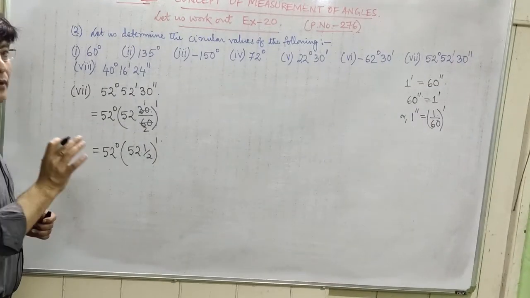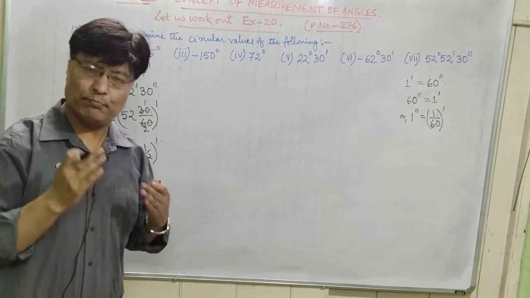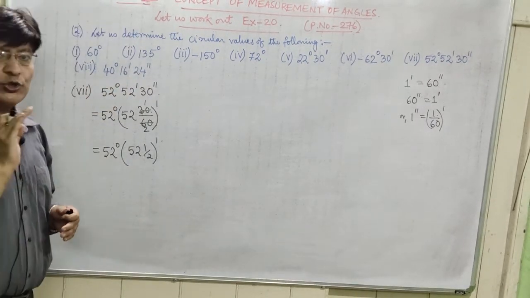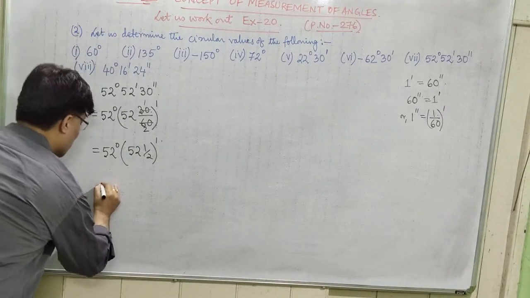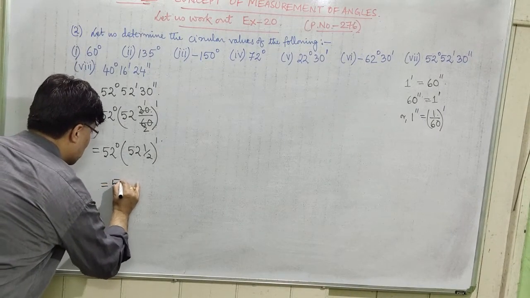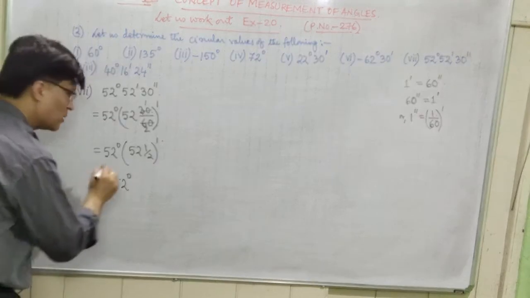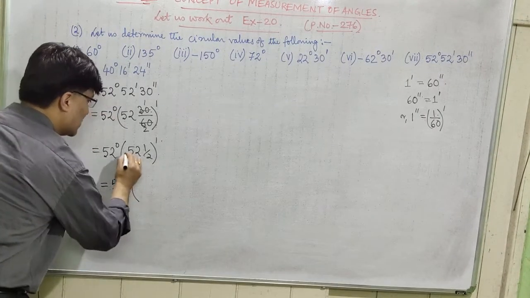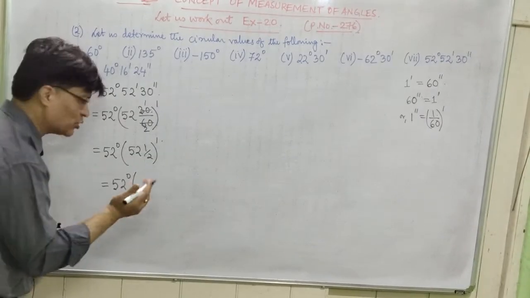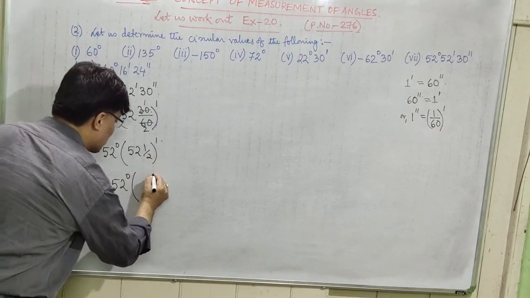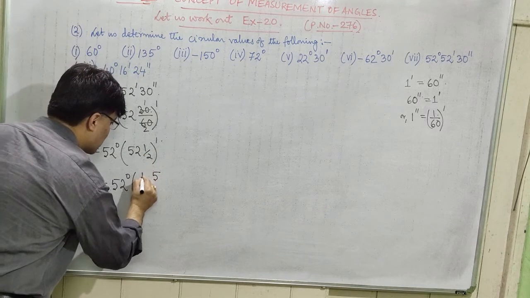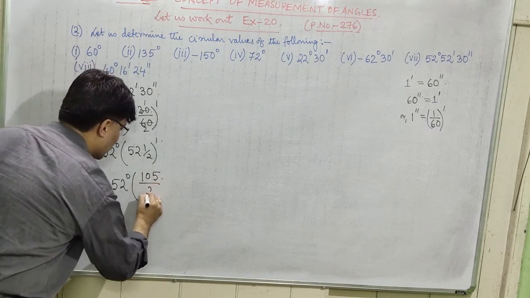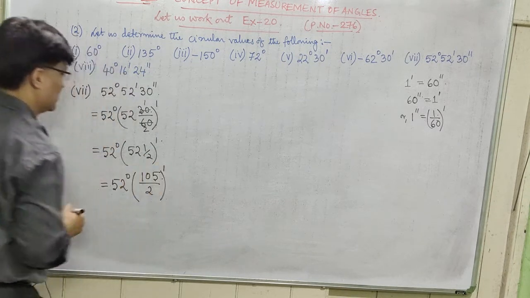First of all, you have to convert this minute into degrees, isn't it? So first of all, you have to convert this mixed fraction into a fraction. So which is equal to, now this is 52 degree. Within the bracket, what is 52 and a half in terms of fraction? 2 2s are 4 plus 1 is 5. So it is 5 2s are 10, whole divided by 2, that is minute.